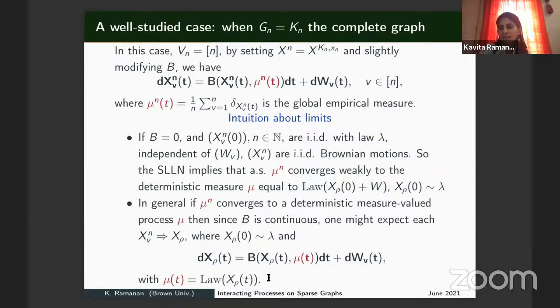At least this is the intuition, that mu of t is again the law of this process, because mu t, remember, is just this 1 over n summation v equals 1 to n of delta x v, and then if you take the expectation, then you do expect it to be the same. If it concentrates, then you do expect it. Since it's deterministic, you might expect this concentration to hold.